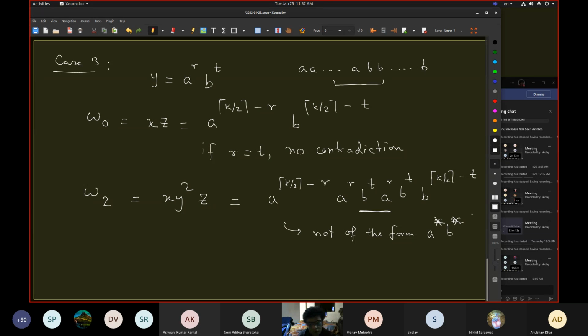So if a hypothetical DFA like D did exist, then the language accepted by D cannot be equal to that language A power n, B power n. So this contradiction eventually proves that the language A power n, B power n is not regular. Any query?